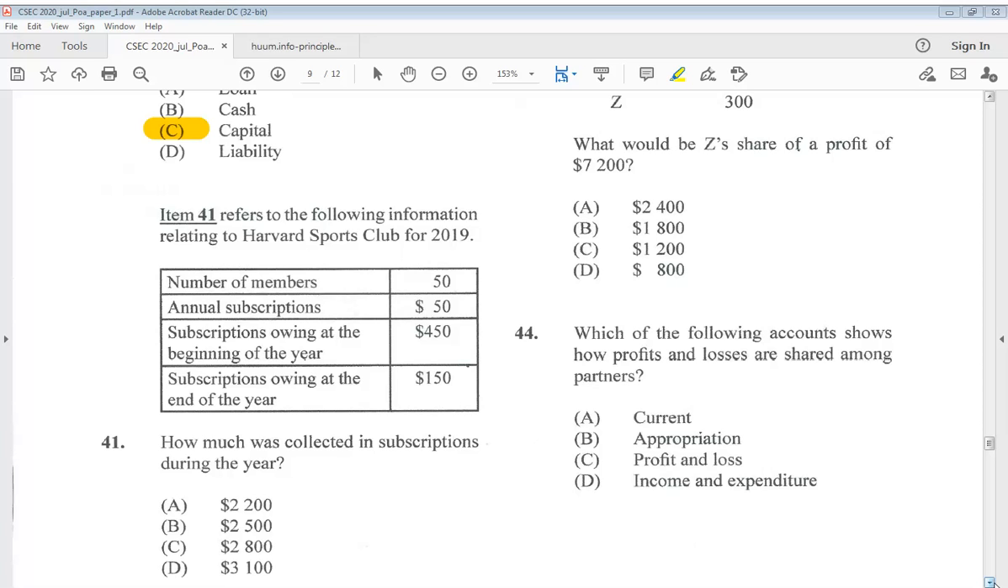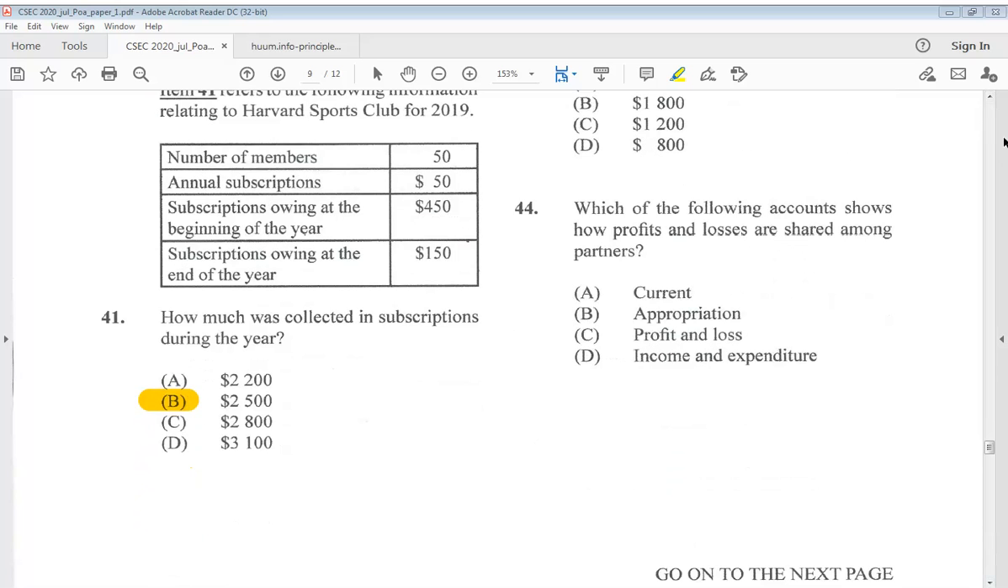So we simply find the product of the number of members, and we multiply that by the subscription, which is $50 each member paid. So that's a total of $2,500. So B would be your answer. Let's go to number 42.